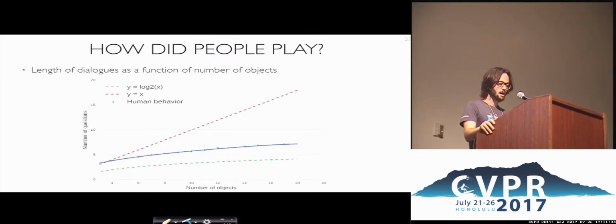If you look at the length of the dialogues as a function of the number of potential objects in the images, you see a more logarithmic increase, which suggests that users playing the questioners are using a strategy that's close to a binary search, closer than if they asked a question very specific to each individual object in a linear way, where you would instead get a linear increase. So the data does have something like a rational, smart way of playing this game.